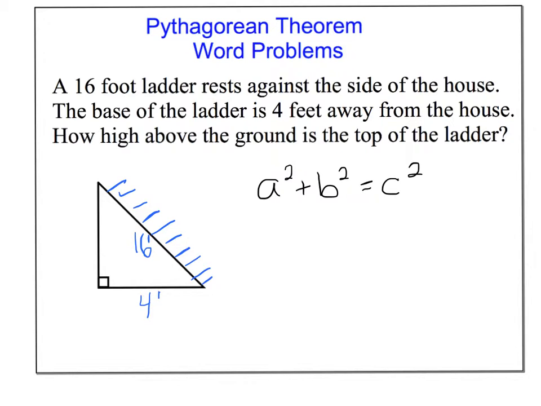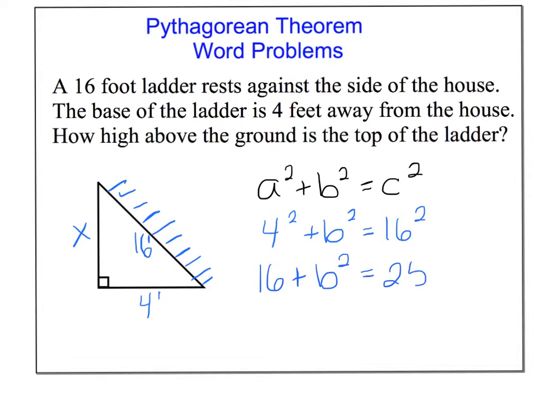So now that you've labeled, you can see that your leg is 4 feet, and that we're looking for the height of the ladder, and so that will be B. And then we know the hypotenuse is 16. So now we just need to clean up our problem. 4 squared is 16. B squared will remain. And 16 squared is 256. And then subtracting 16 from both sides, we get that B squared equals 240.